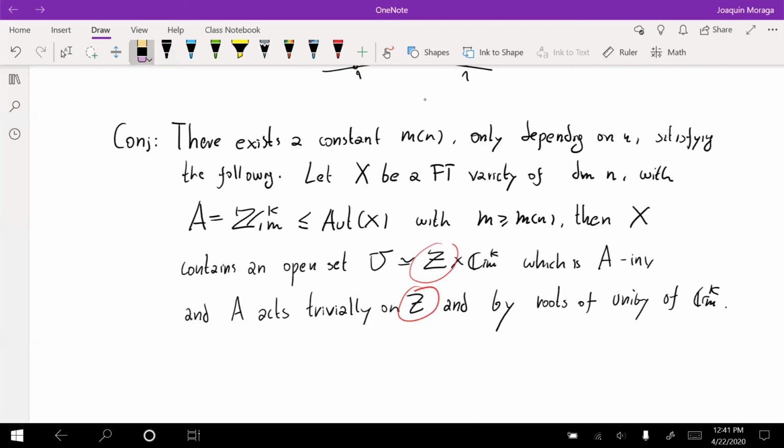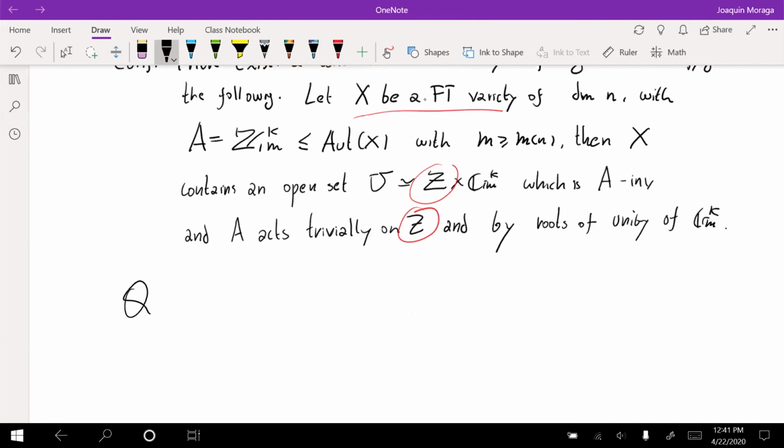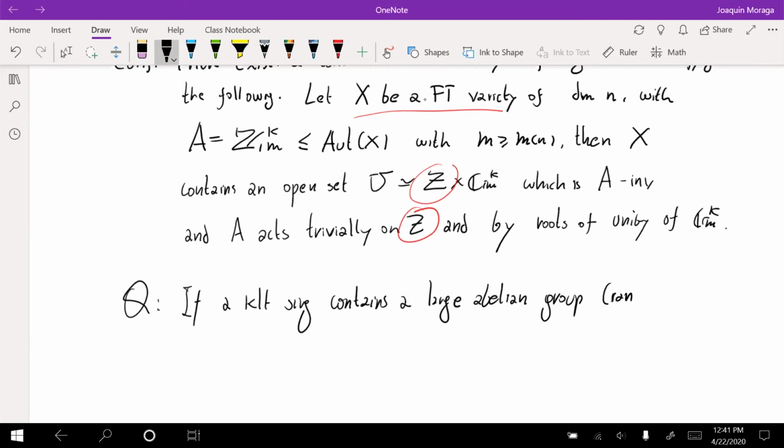So let me think here. So this is the main conjecture I'm working on nowadays. But you see, this conjecture is about Fano varieties. So there is a question that for me is entirely open. So the question: if a klt singularity contains a large abelian group, you can even say that has the same rank, the rank of the abelian group is equal to the dimension.